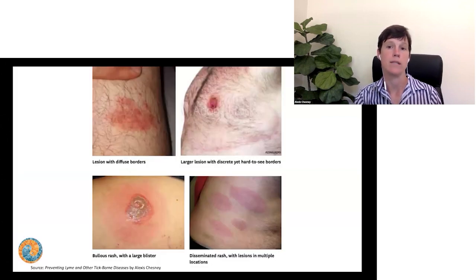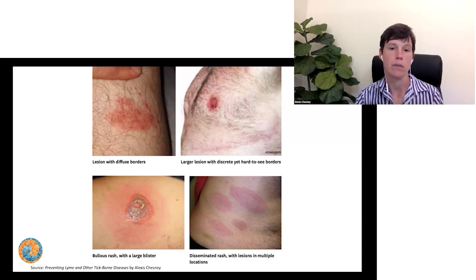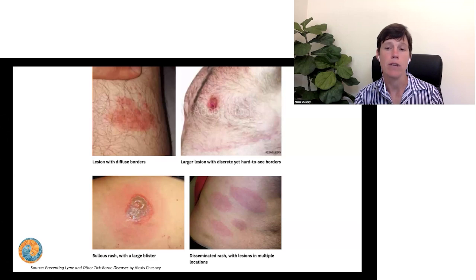So here are some different ways that it can appear. So we've got diffuse borders. Then we have this larger lesion on the chest. Hard to see, but if you go outward, you see that border there. And then the blister. And then there's the disseminated rash. Now these look like target lesions, right? But you can have multiple target lesions all over your body. That could be confusing. Most of the other rashes that we're looking at are going to happen right around the tick bite, but this disseminated rash can be all over the body. Also very important to look out for.